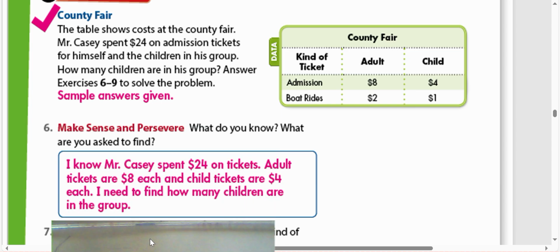Then I know Mr. Casey spent $24 on tickets. All tickets are $8 each, and the child tickets are $4. Okay, from this table we need to find how many children are in the group.